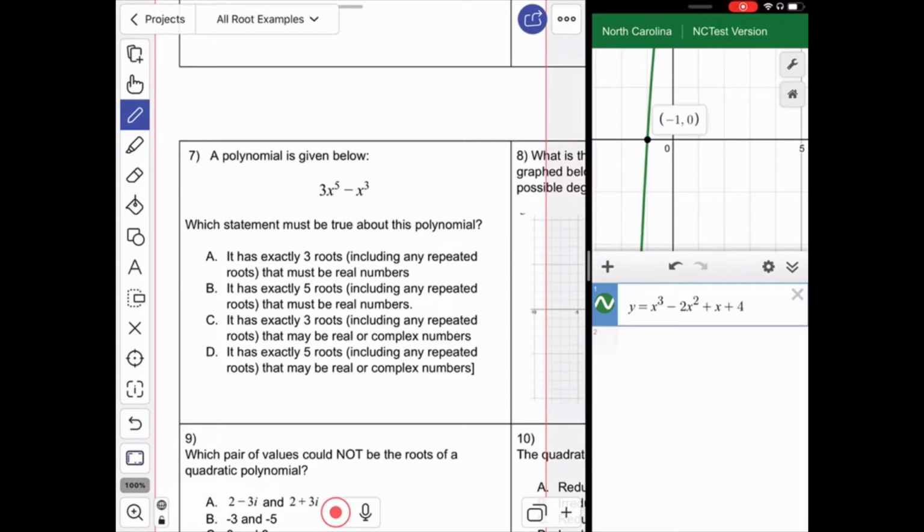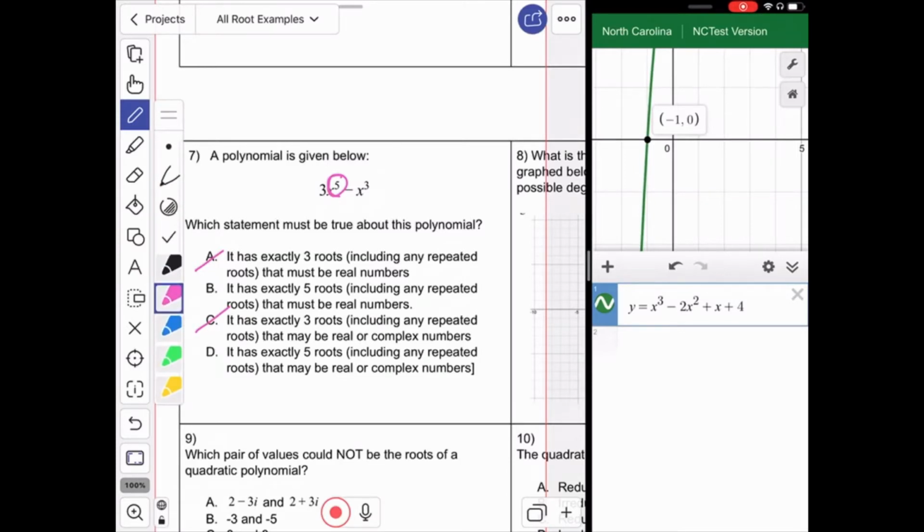All right, and looking at number 7, it says a polynomial is given below. Which statement is true about this polynomial? It has exactly 3 roots, or exactly 5 roots. Well, we're still looking at the degree, so it's going to have exactly 5 roots. So we're going to go ahead and get rid of A and C.